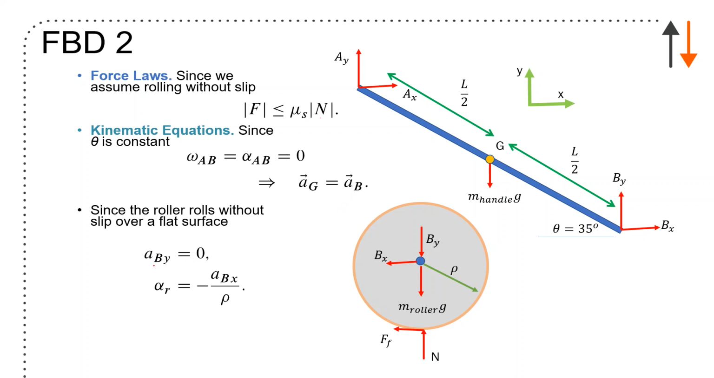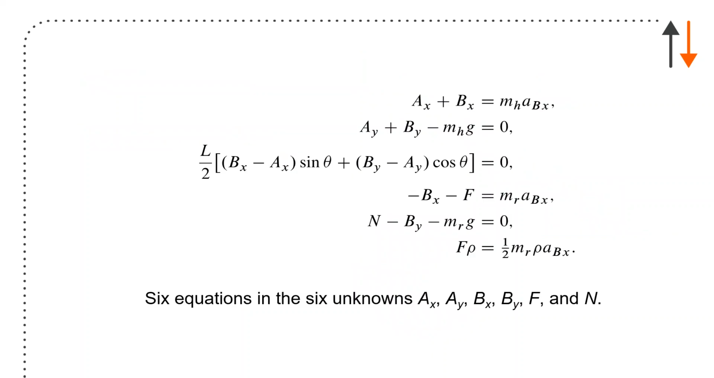Now, and this is the theta we're referring to here. A_y is acting downwards, and that's 0 because this thing doesn't bounce. And alpha r is just going to be roll without slip, so it's going to be the acceleration of B_x divided by the radius. And it's negative because of the cross product rule.